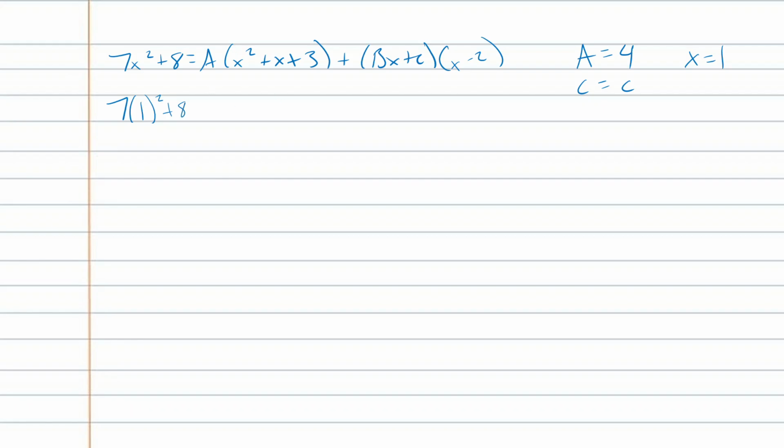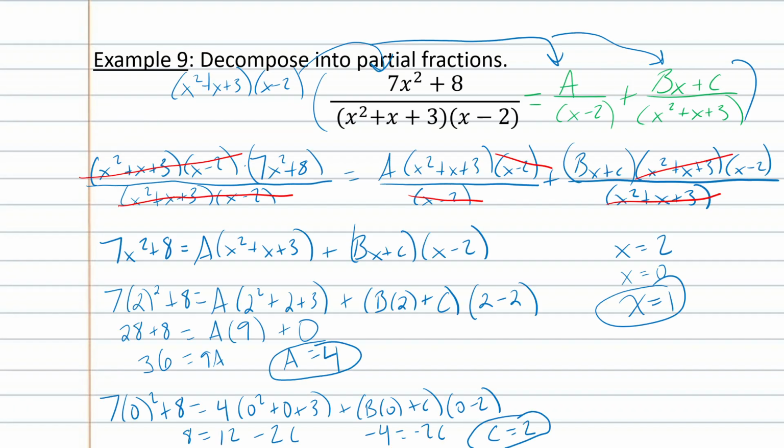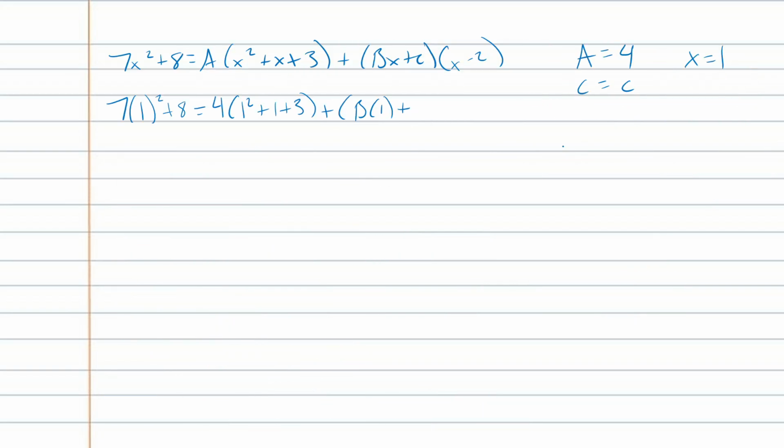All right, I've got 7 times 1 squared plus 8 equals, I got to plug the 4 in for a. X, once again, is 1, so it looks like 1 squared plus 1 plus 3 plus b times 1 plus c here. Oh, c was 2. That's just a really terrible looking 2 that I wrote right there. All right, plus 2. And then x is 1, so I'm going to plug 1 in there. Now we just have to simplify.